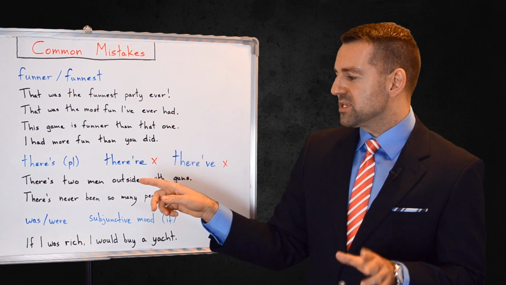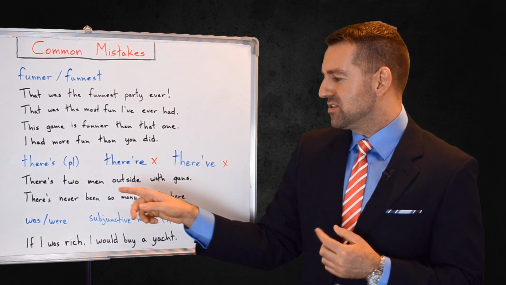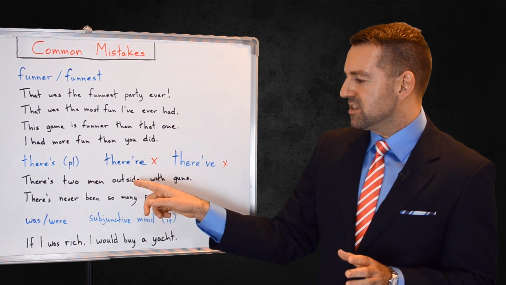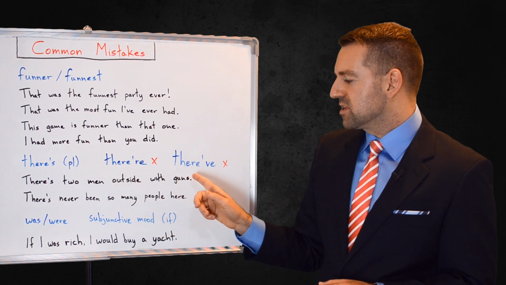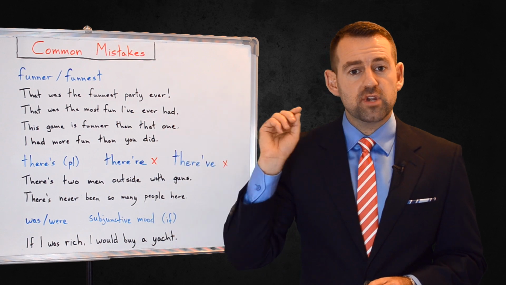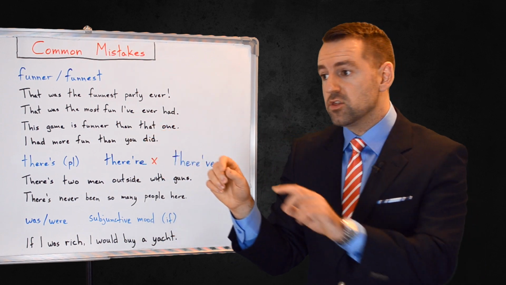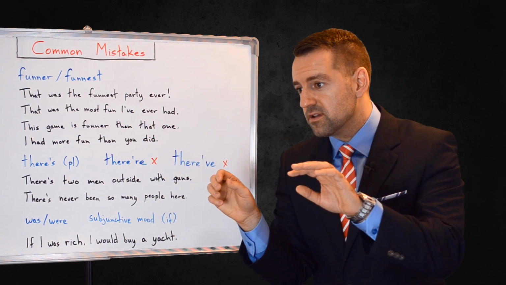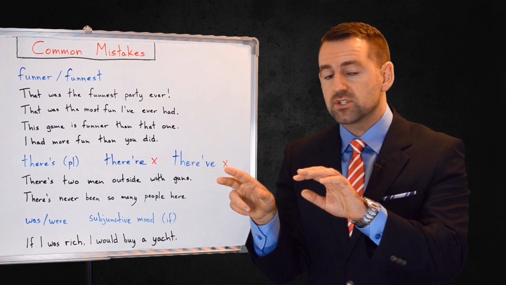So the mistake I make is saying a sentence like this: "There's two men outside with guns." Okay, if I hear shooting outside and I look out the window, I would say, "There's two men outside with guns."